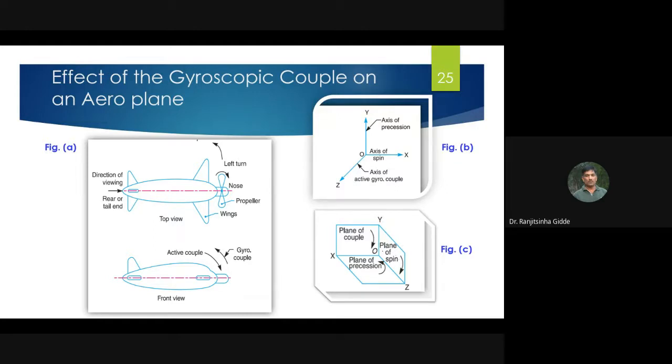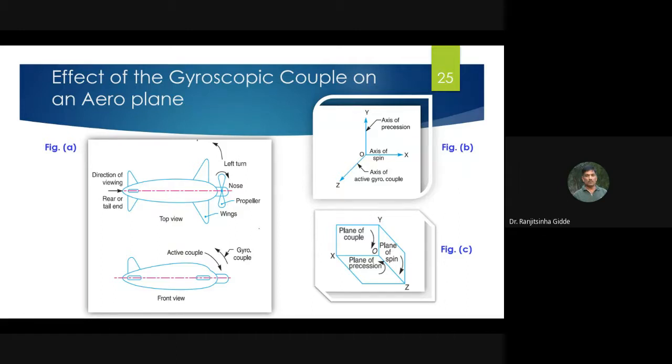How many planes are shown in figure C? This is plane of spin, this is plane of precession, and this is plane of couple. So if aeroplane is here like this, one is the propeller, and we are observing in this direction, we are going to see in this plane. So here we are going to see that direction of rotation of the propeller.